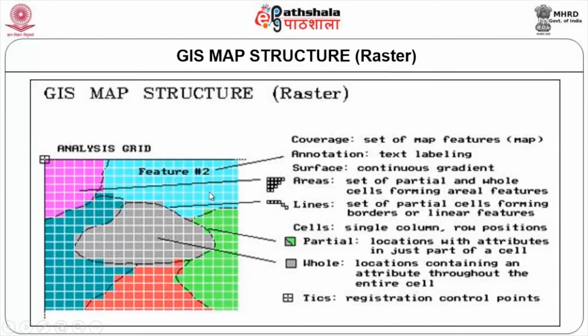So, if it is an area, what does it contain? It contains a set of parallel whole cells forming areal features. This is the one, all parallel to one another. If it is a line, again a set of parallel cells, this one, it just follows. Of course, this is indicating this object here, but still to make it easy, I am just telling you that. Obviously there is no difficulty with a point, it will be one single cell.